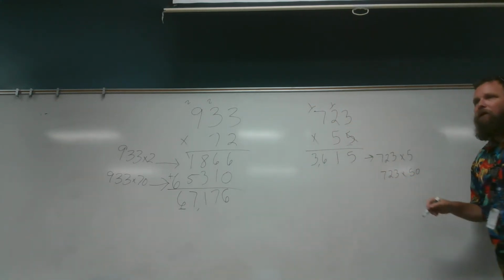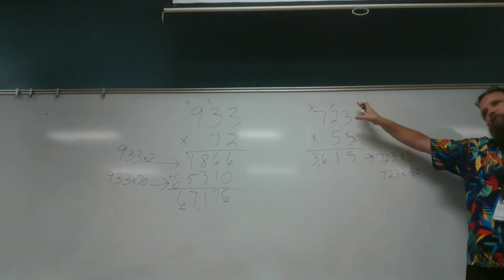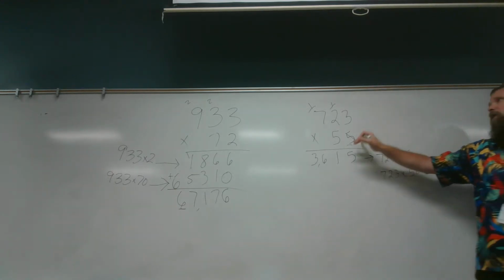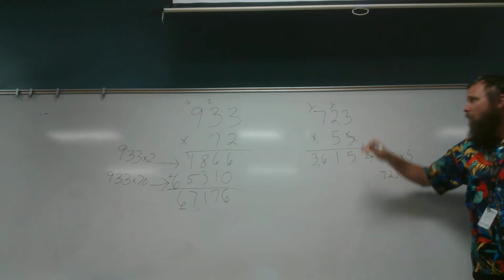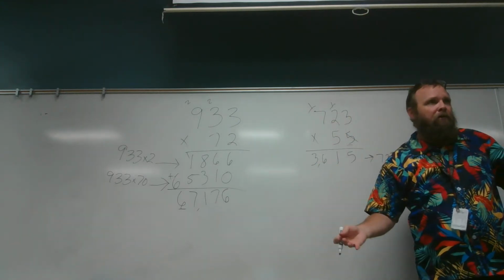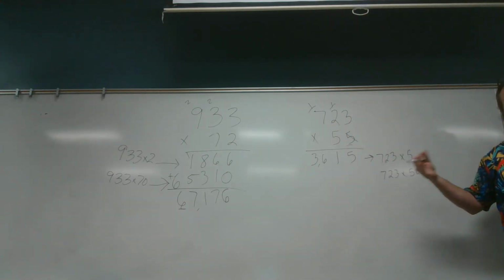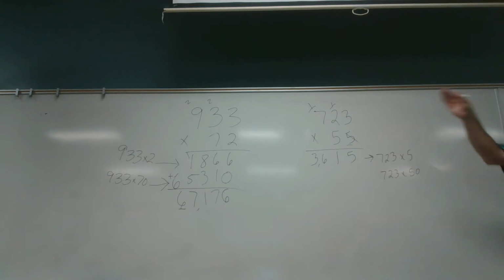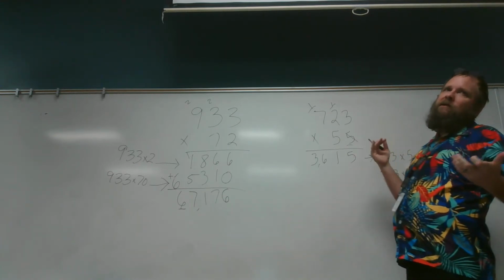Now I'm multiplying. Let me see. I just did 5 times 3. I know how to do that. I did 5 times 2. I know how to do that. I did 5 times 7. I know how to do that. So I've just multiplied one digit at a time. That's it.